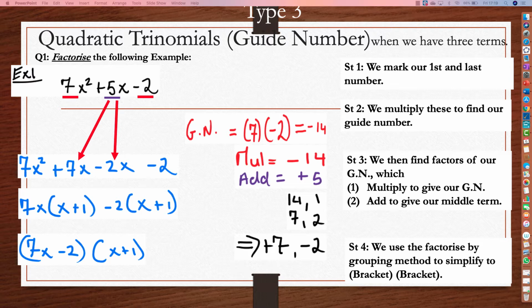What's our guide number? 12. So we want factors that add to give us the middle number. Not 7, close. Minus 7. Perfect. And then what you do is things like this: list your factors as well, and then try to work out what combination works.